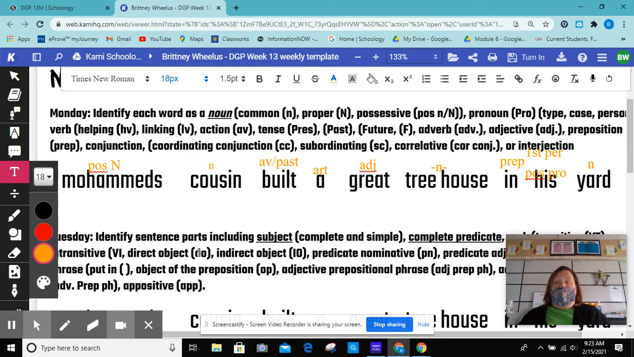All right. Any questions on DGP? All right. You can exit out of this.